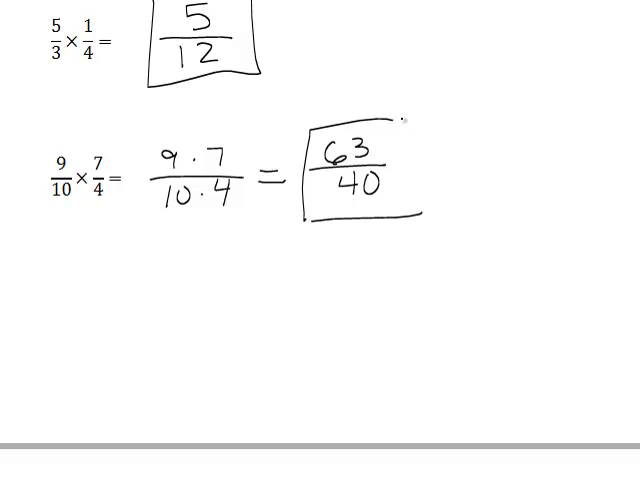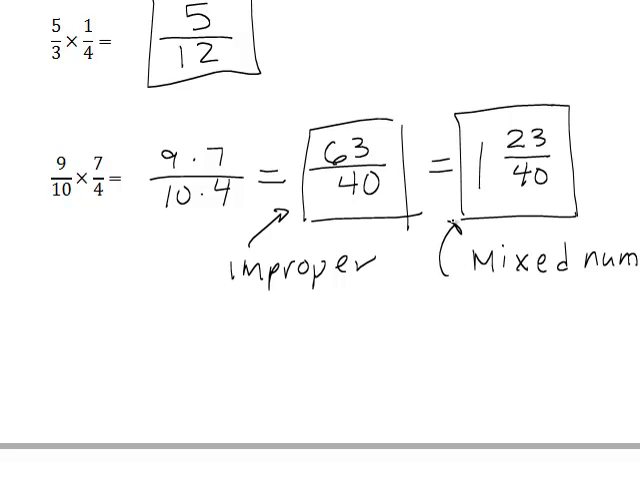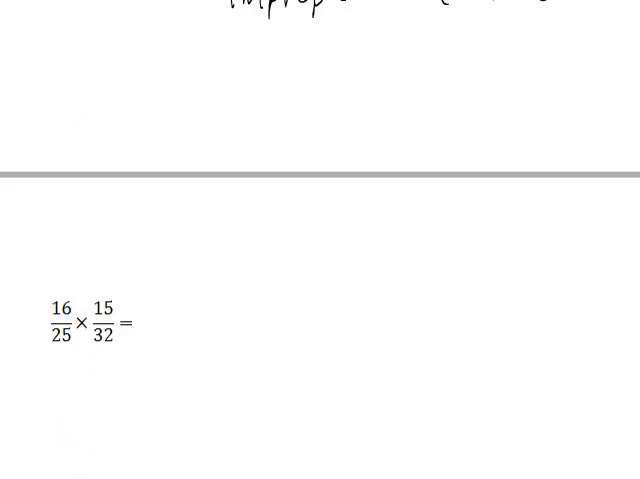This is the solution. We can leave it as an improper fraction, or we could leave it as a mixed number. 40 goes into 63 once, remainder 23 over 40. We could leave it either way. The only time it makes a difference is if they ask you to leave it as an improper fraction, then this would be the solution. If they ask you to leave it as a mixed number, then this would be our solution. Both are correct, though. There's nothing inherently more correct about one than the other.